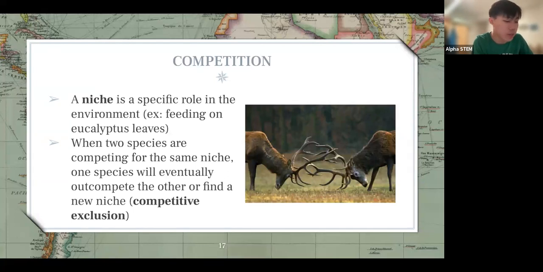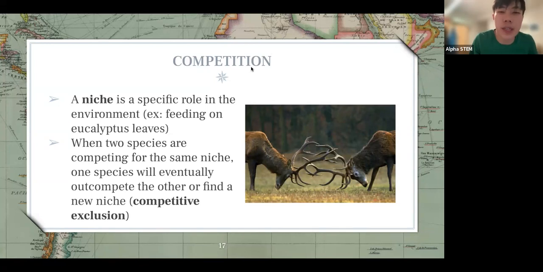So a niche is just a specific role in the environment. It generally includes things like food sources, but also where you're living in general, whether it's in open terrain or in a forest, or you could be competing for roosting spots, et cetera. You can think of a niche as a specific job, and all these species are like applicants trying to get all these different jobs.